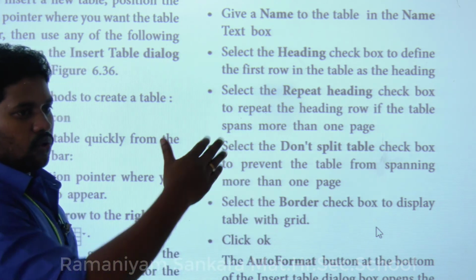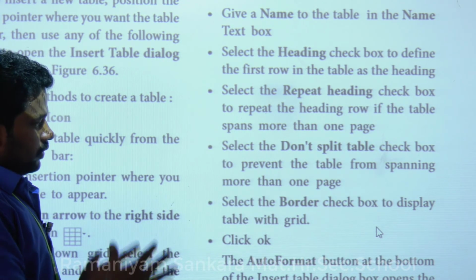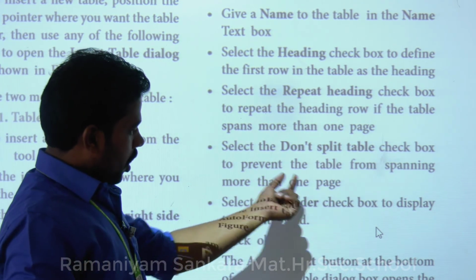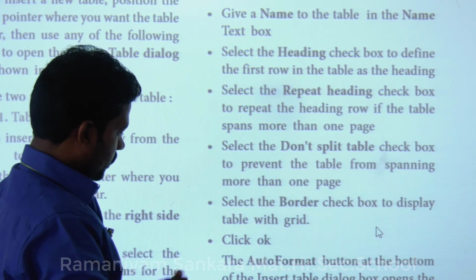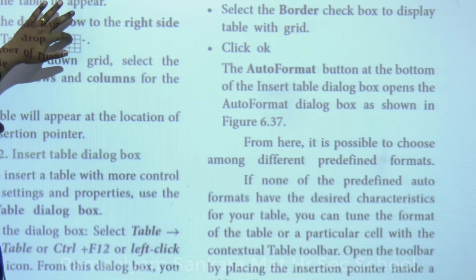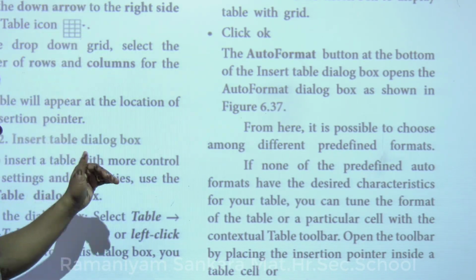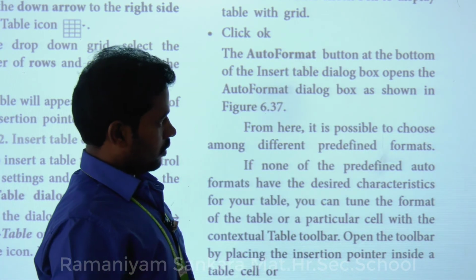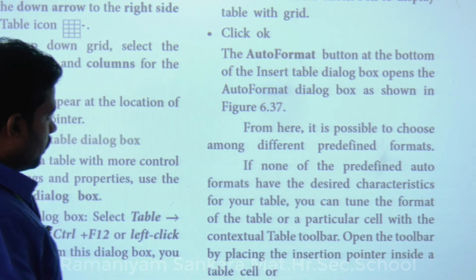If you click on this option, don't split table, it will not go to the next page. It will be accommodated in the same page itself. Select the border checkbox to display the table with a grid, and after that you can click on the OK button. The auto format button at the bottom of the insert table dialog box opens the auto format dialog box as shown in figure 6.37.